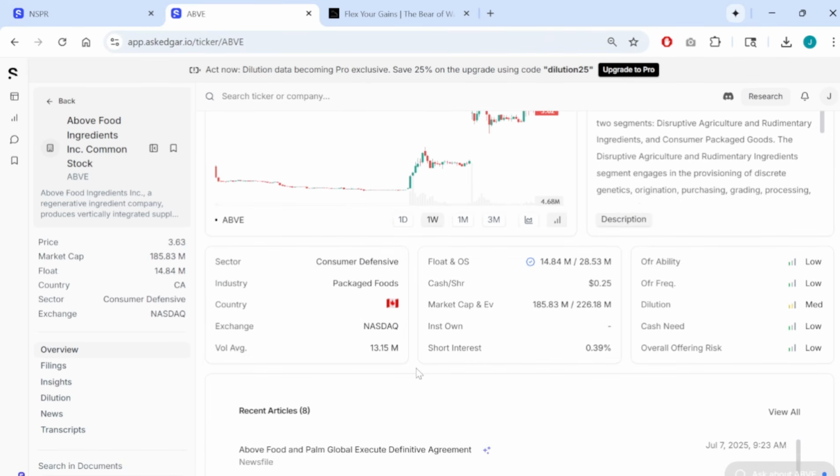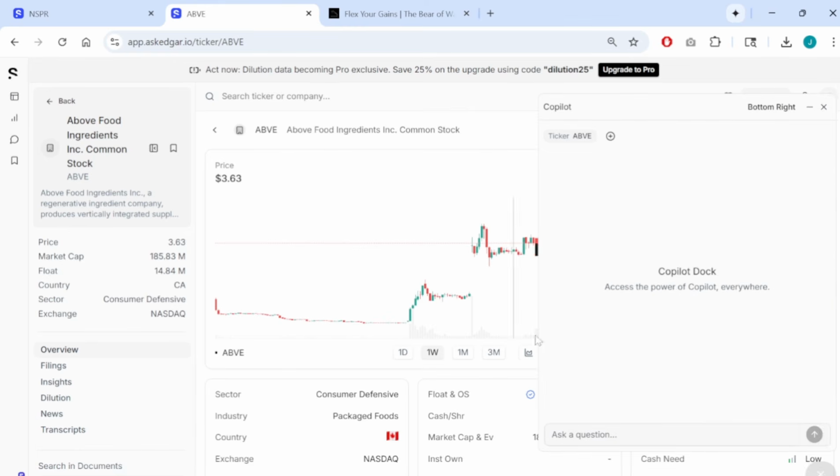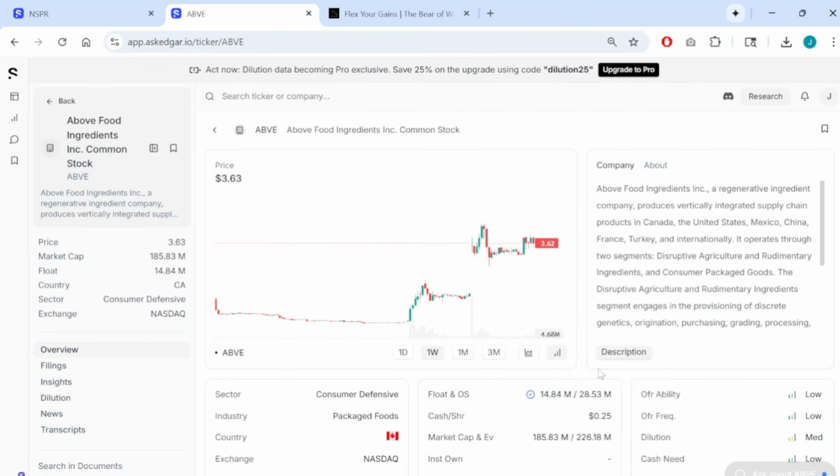But that is okay. And this is Ask Edgar. It's similar to a main competitor most people know about. I'm not going to mention their name, but I like Ask Edgar better. It has an AI feature as well that you can use to ask about dilution or other questions related to the tickers. It has a free and paid version, but the free actually includes a lot of stuff.